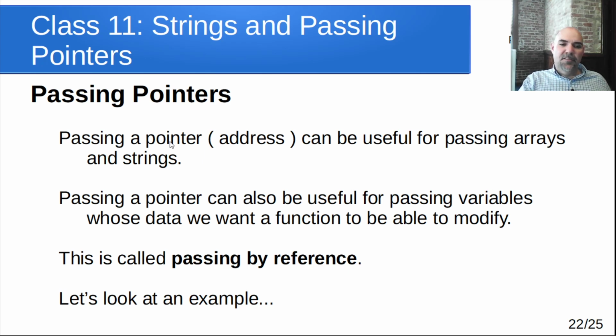But the idea is that there's another advantage to passing a pointer to some data as well. It can be useful for passing variables whose data we want the function to change. Since C passes everything by value, if we pass the value of an address, that gives the function access to the actual data itself.